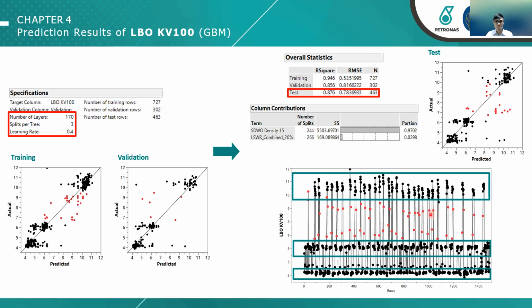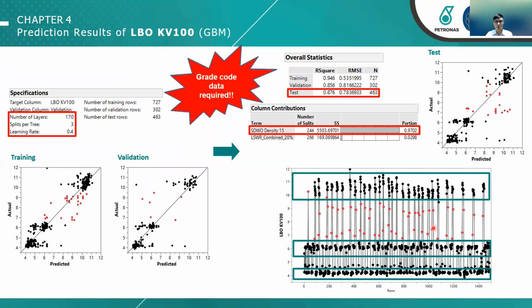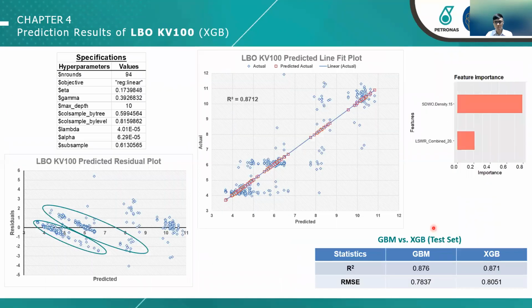which may also explain why the data points that are out of these 3 clusters, as indicated by the red color points, tend to have poorer prediction. These red points are suspected to be outliers or grade transition data. Overall, the prediction for KV100 using the GBM algorithm is considerably good, with the wax density as the key predictor. However, the grade code data is also required for further analysis to ensure a better performing model.